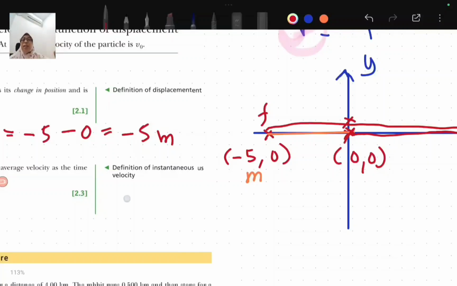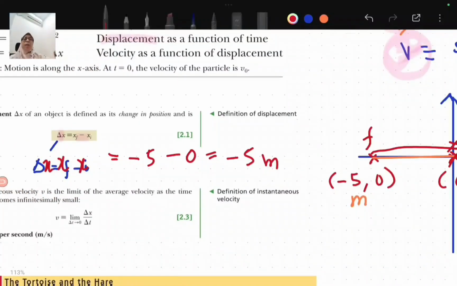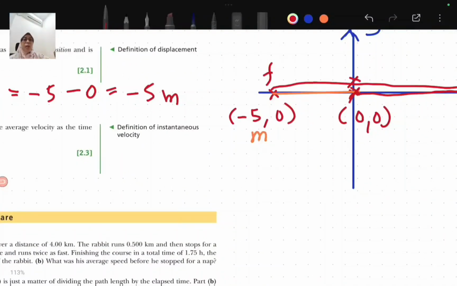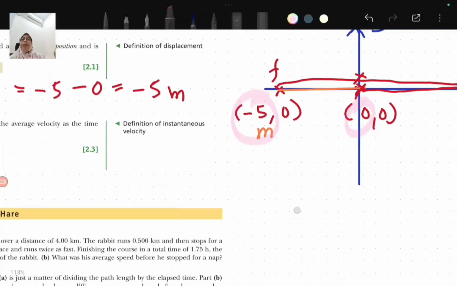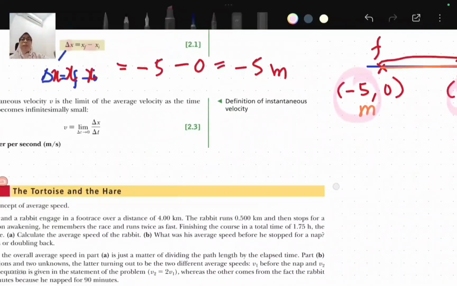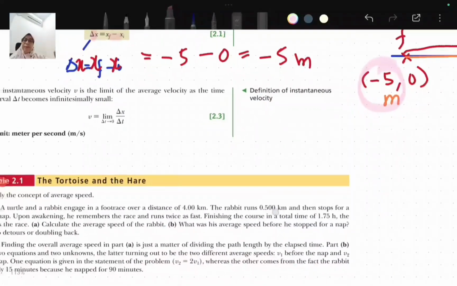Okay, and in this case it is delta X. So the measurement is looking at, or scrutinizing, data in the form of X value. Okay, so that's the difference between what we call displacement versus distance.